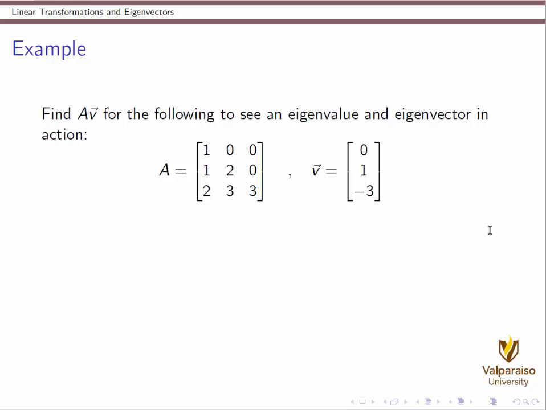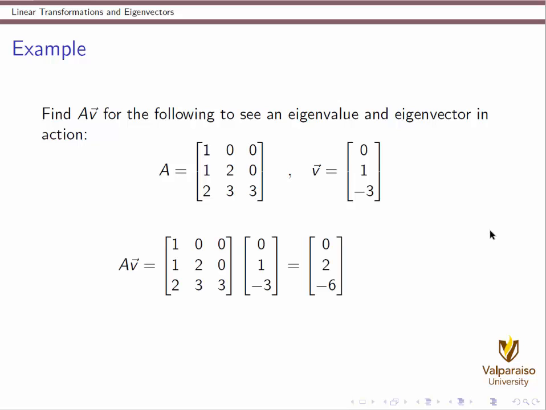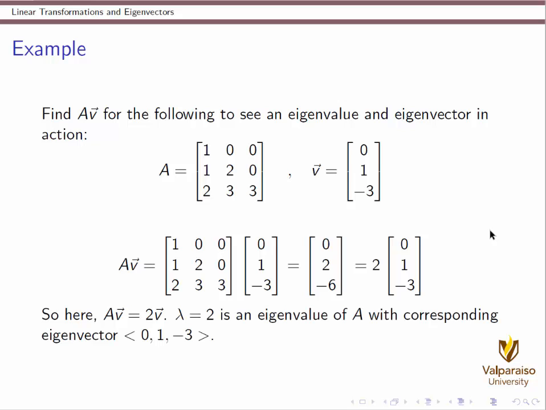Here's how this works in action. Here's a matrix A and a vector v. We can multiply them. We will produce the vector 0, 2, -6. And note that that new vector 0, 2, -6, is just 2 times the original vector. And so A acted on v and it returned 2 times v. And that's it. That's how we see an eigenvalue and corresponding eigenvector in action. We would say here that lambda equals 2 is an eigenvalue of A with corresponding eigenvector 0, 1, -3.